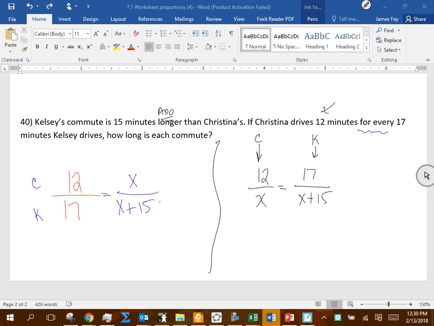So that means, what if I would have done this? What if I would have said Kelsey's time was X? Now, Kelsey's was longer than Christina's. So what do I need to do to Christina's? I can subtract 15, can't I? Okay. Now what's going to happen there is we get 12x is equal to 17x minus 180. So it gives me negative 5x is equal to negative 180. Now what's x?